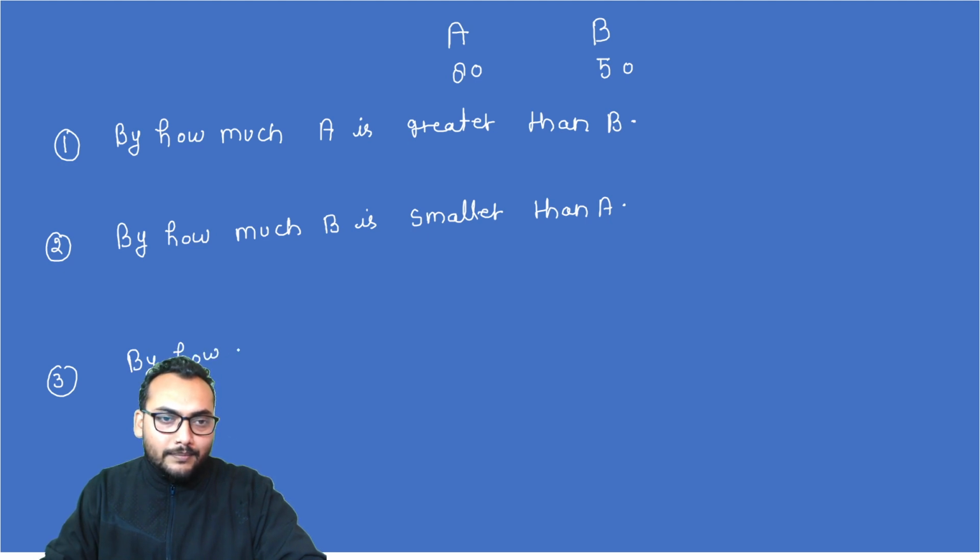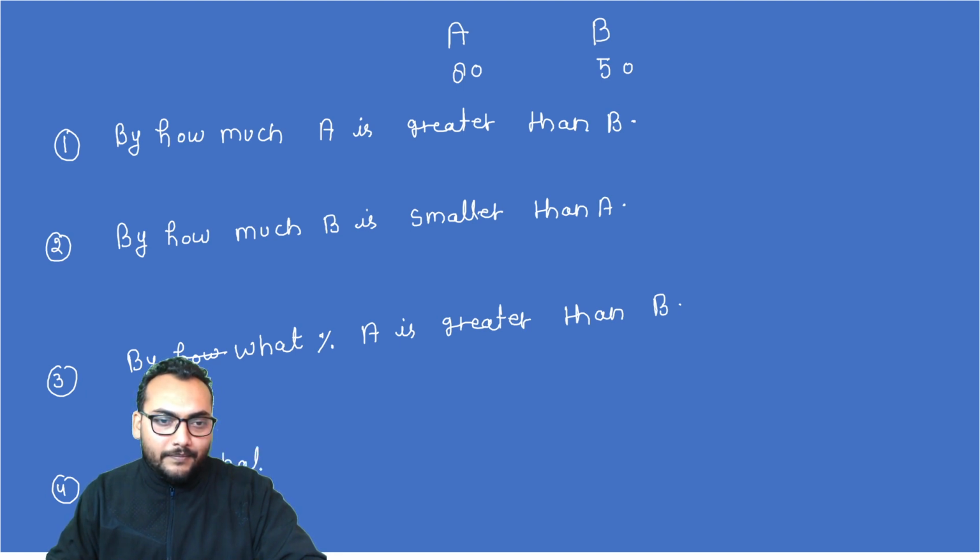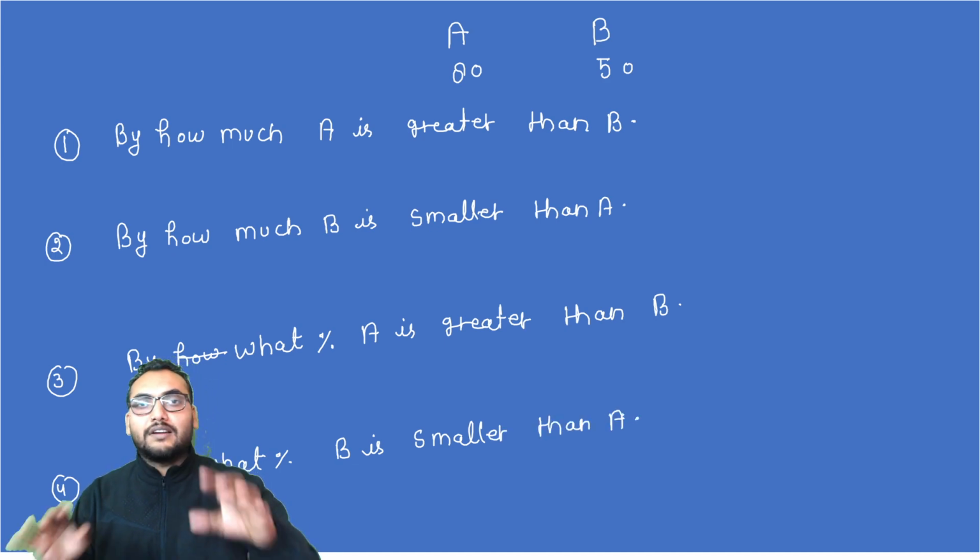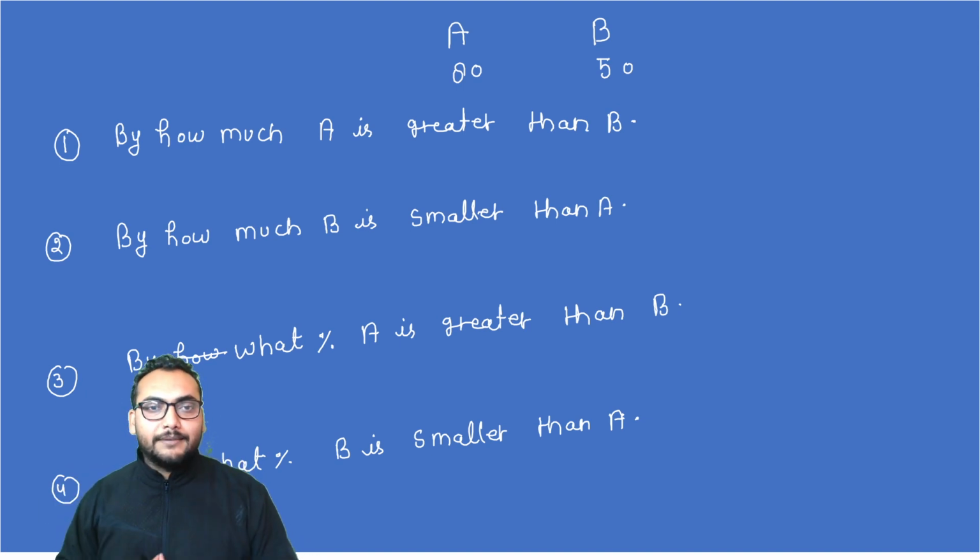by how much, or you can say by what percent, A is greater than B. And the last one that is coming in my mind is by what percent B is smaller than A. So these are the four basic questions that are coming in my mind.